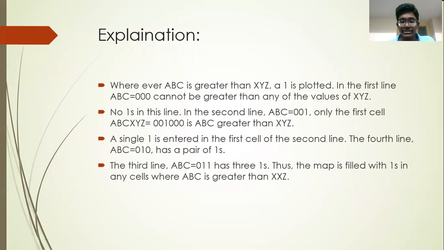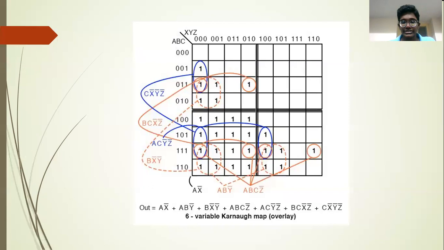Wherever ABC is greater than XYZ, a 1 is plotted. In the first line, ABC equal to 0, 0, 0 cannot be greater than any of the XYZ values. As we discussed earlier, the ABC value is 0, 0, 0 and the XYZ value is 0, 0, 0. Since both are equal, we are not placing anything over here. And coming to the second row, ABC is 0, 0, 1, that is 1, and the XYZ value is 0. 1 is greater than 0, and we are placing 1 over here since ABC is greater than XYZ.